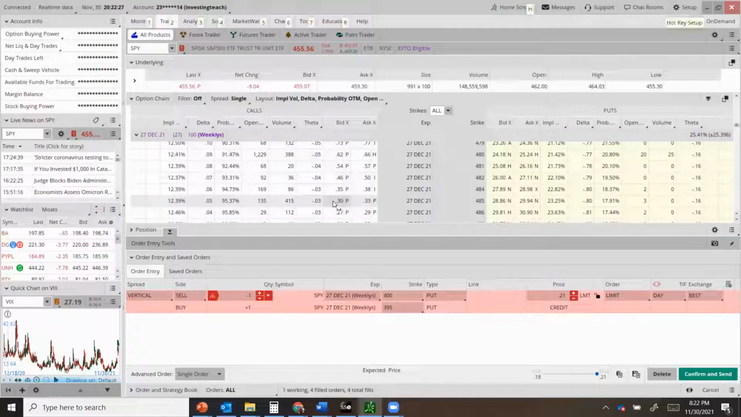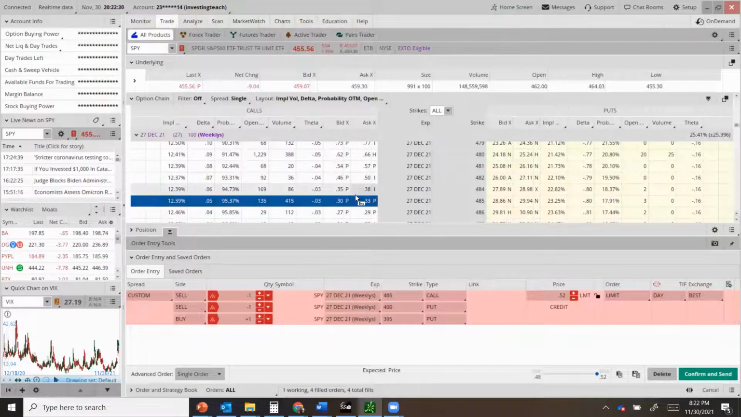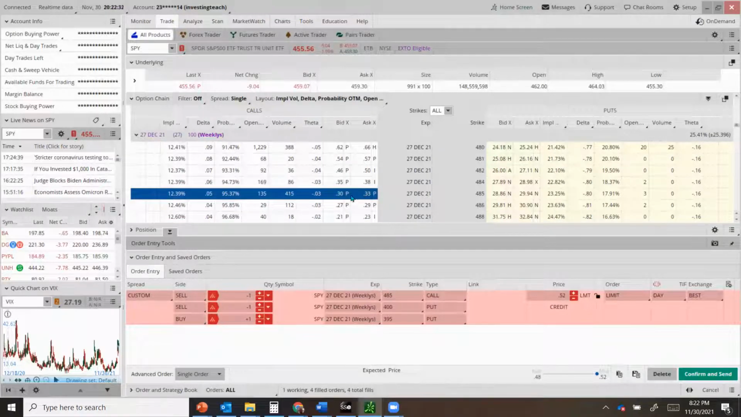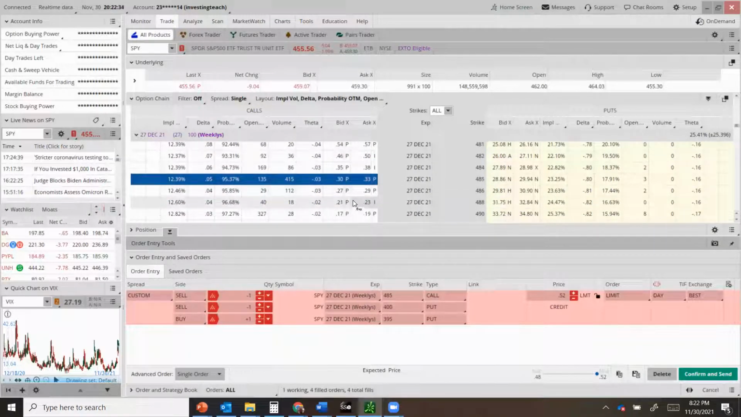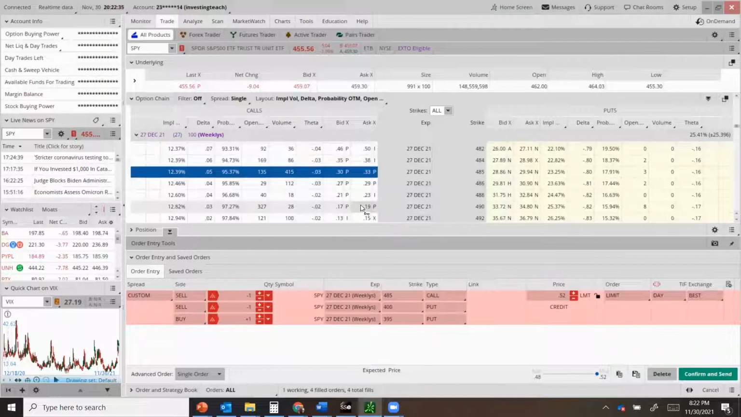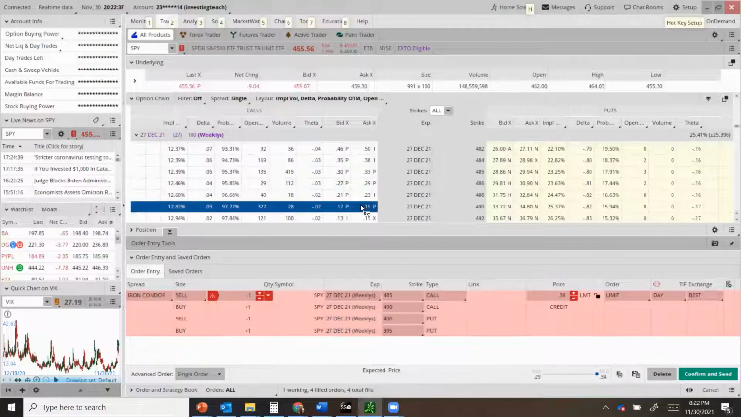Again, I'm going to left click bid. And now we want to go further away from this, and we're going to buy the 490. Left click ask price. Okay. Now you'll notice that it says iron condor on your end. The credit went up from 21 to 34. And the reason for that is we have two separate spreads going on at the same time for this position.